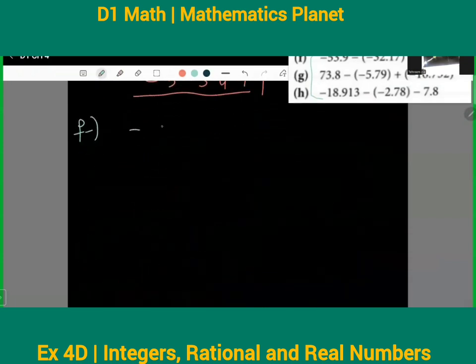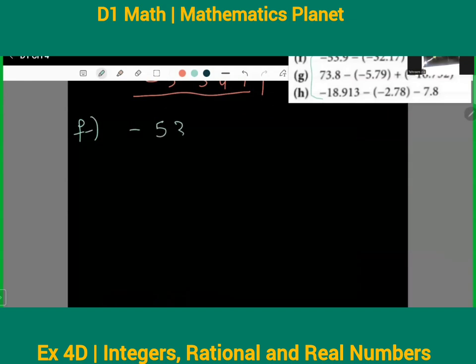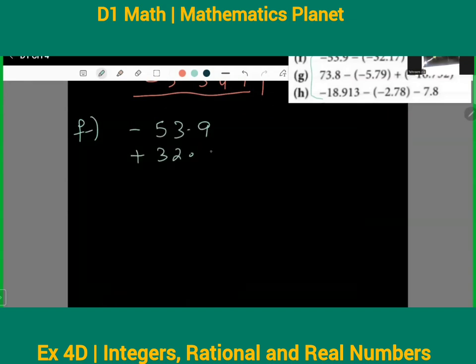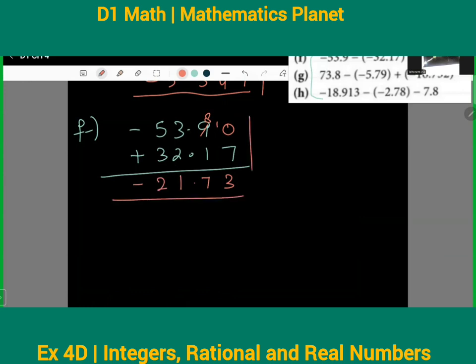Okay, minus 53.9 plus 32.17. And we need to put 0 over here. So it's plus minus, which is minus. 10 minus 7 is 3, 8 minus 1 is 7, 3 minus 2 is 1, 5 minus 3 is 2, and the sign will be negative.